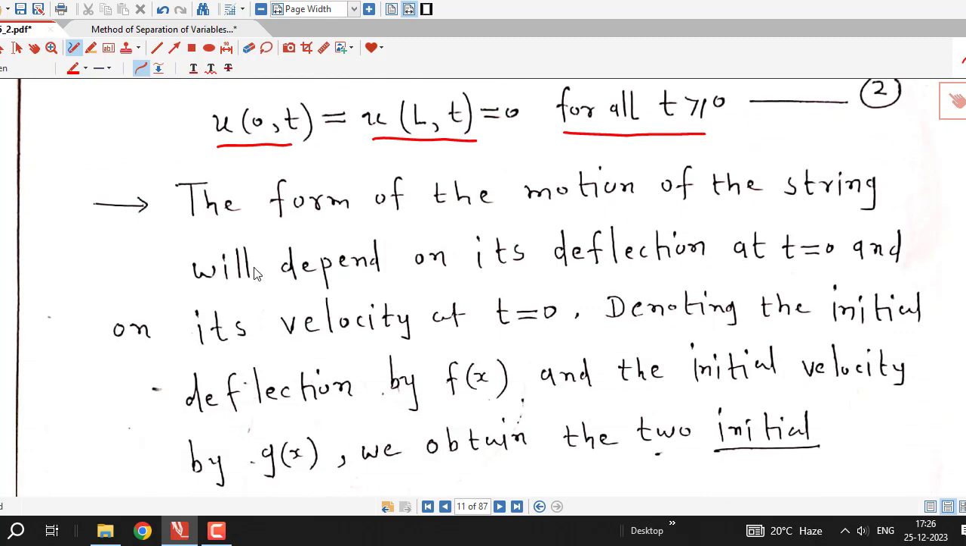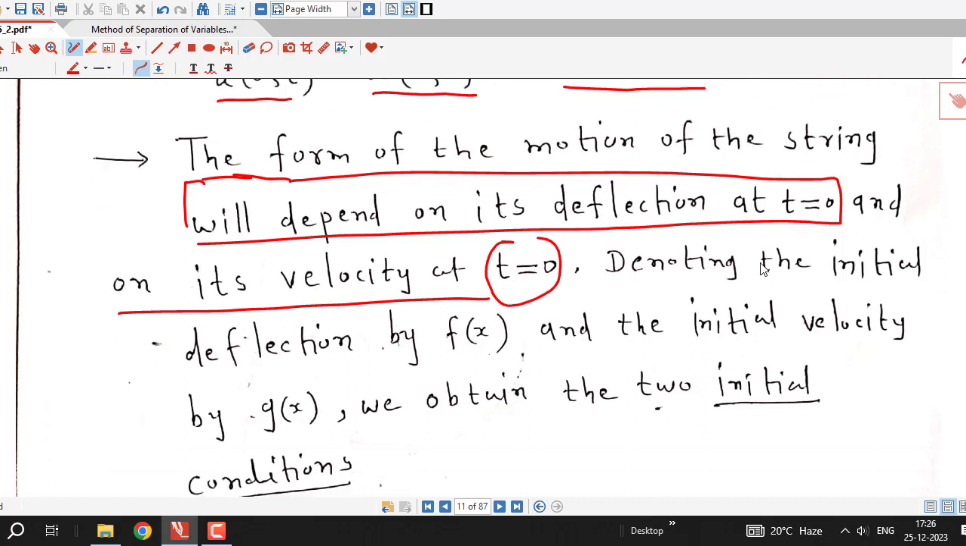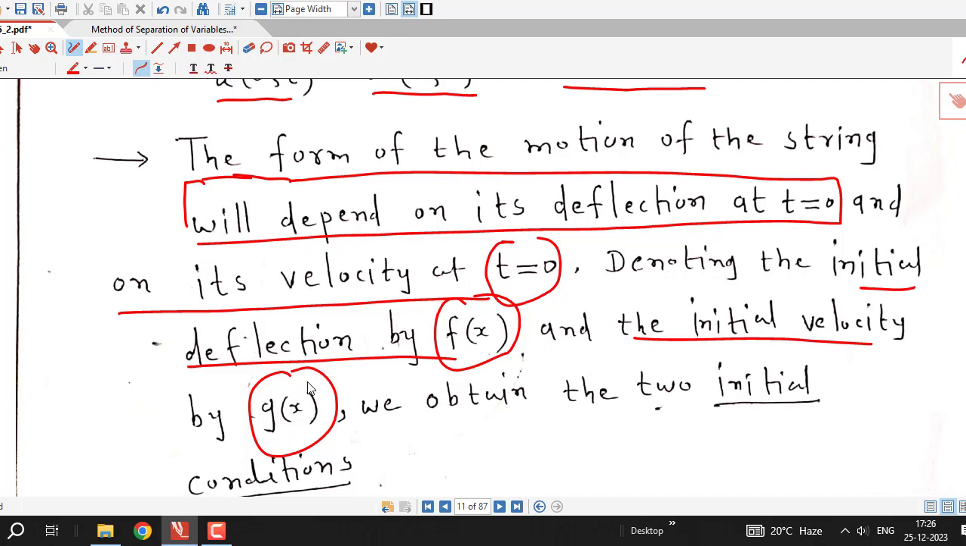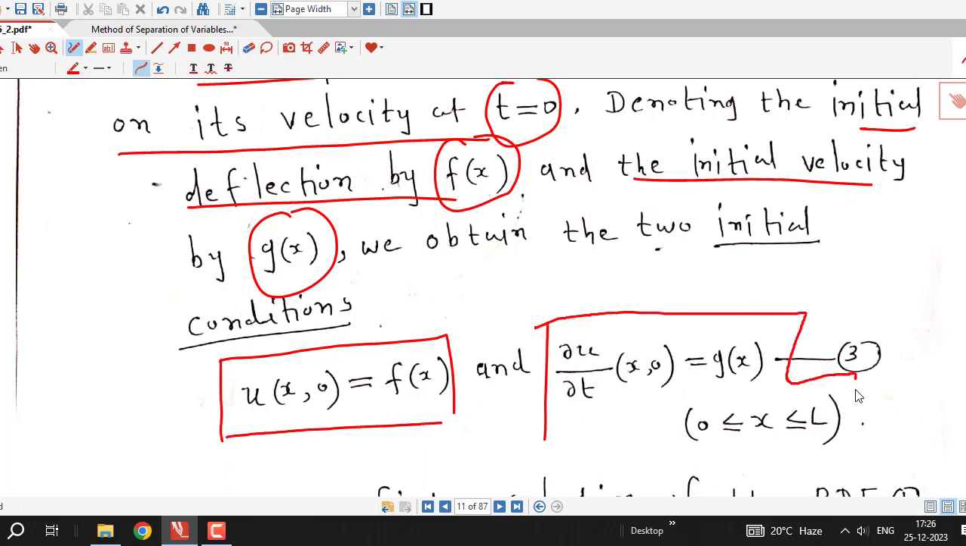The form of the motion of the string will depend on its deflection at t equal to 0. That is, we are interested in the initial deflection also, and it will depend on its velocity at t equal to 0. So, we have denoted the initial deflection by some function of x, say f(x), and initial velocity by another function of x, say g(x), and we have these two initial conditions, u(x,0) equal to f(x), and del u by del t at t equal to 0 is g(x), for 0 less than or equal to x less than or equal to L.